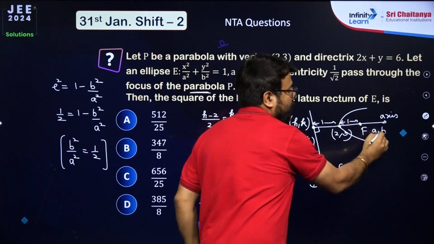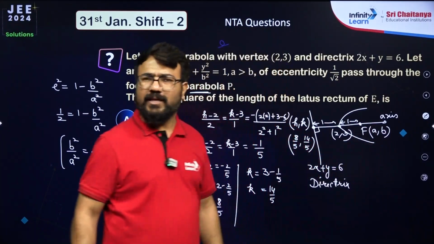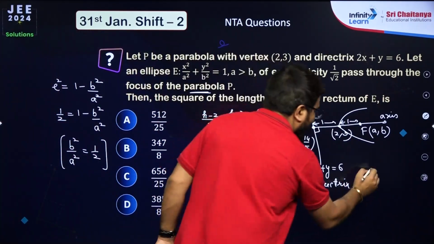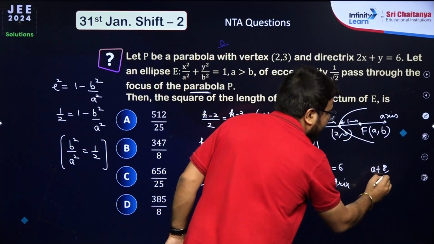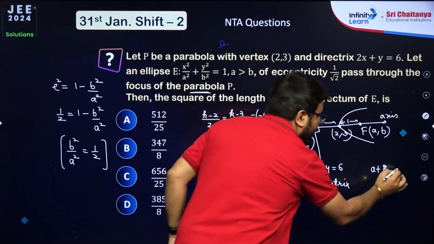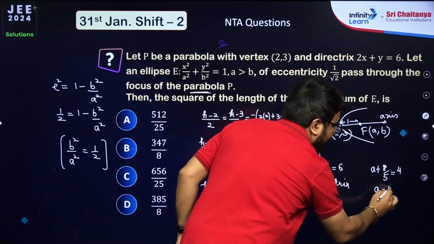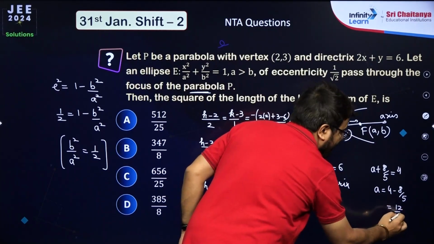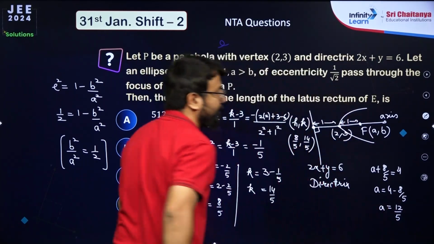Let us assume this coordinate as (a, b). So I'll be writing here (a plus 8) upon 5. I'm applying the midpoint formula. (a plus 8 upon 5) upon 2 is equal to 2, so that will become 4. So the value of a will be 4 minus 8 upon 5. So 20 minus 8, it will become 12 over 5. I got the value of a.